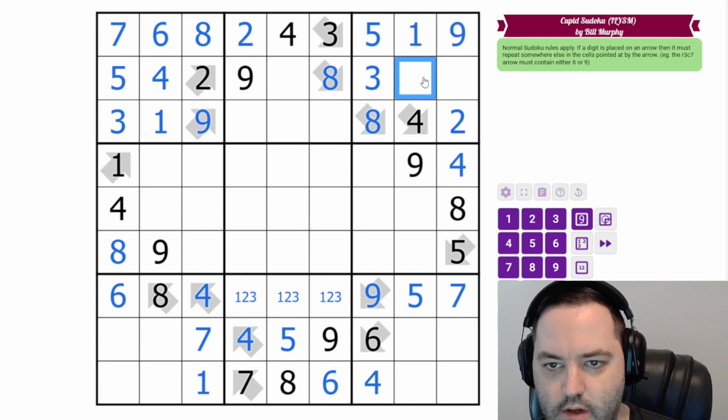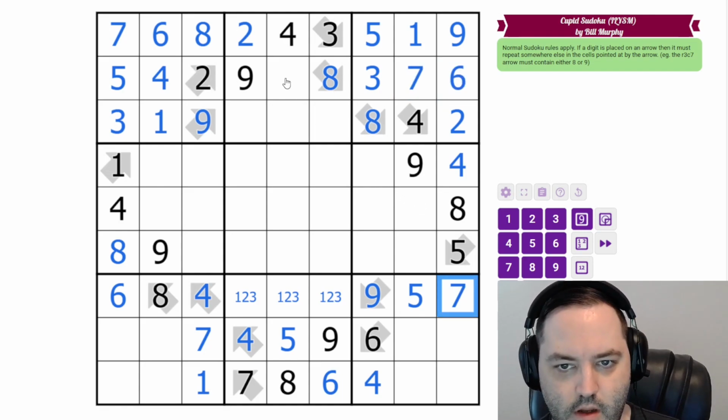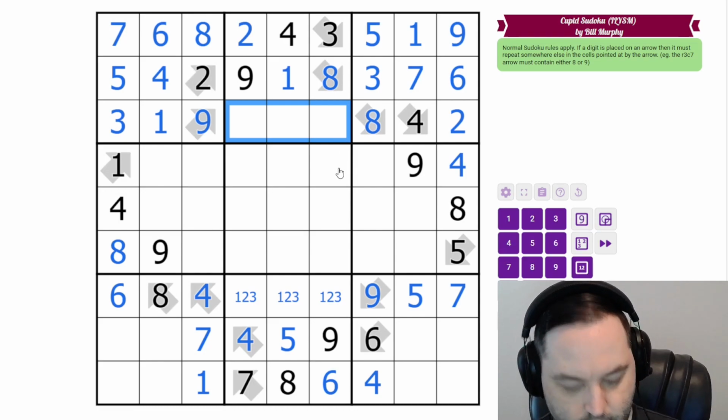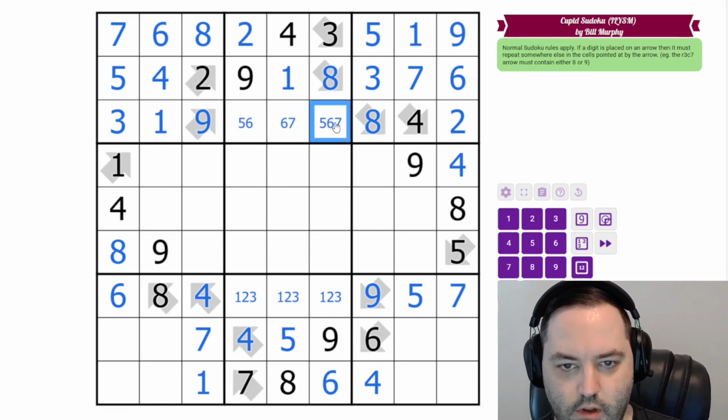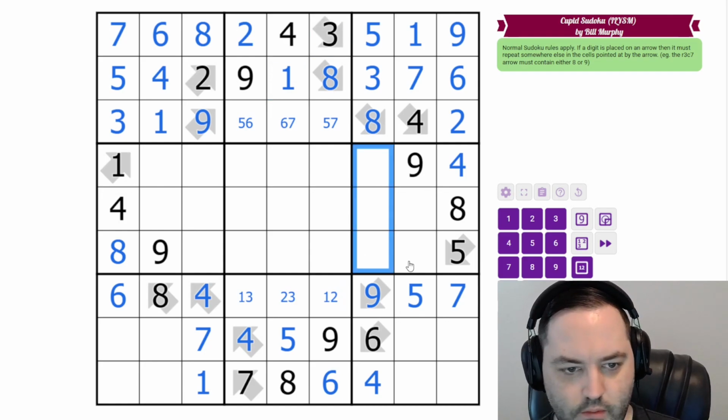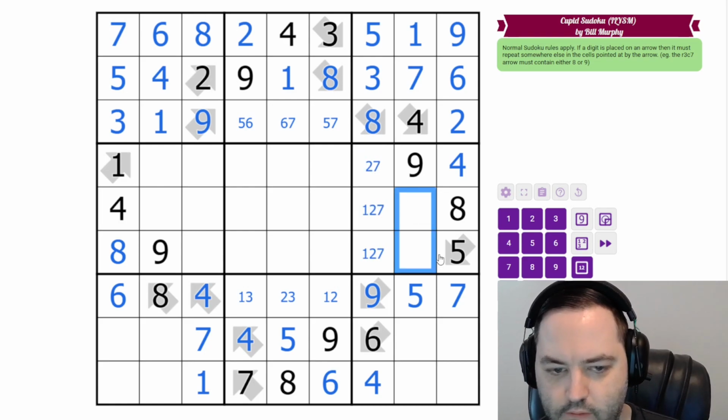We have a 9 down here. And these are 6 and 7, resolved by this 7. This is a 1. It's the last digit in the row. These are 5, 6, and 7. And we can clean that up a little bit. We can clean the 2, 1, 3 from up here. All right, these are 1, 2, and 7. And that leaves 3 and 6 in the box.